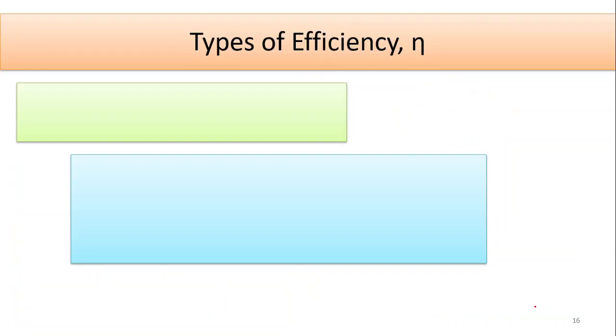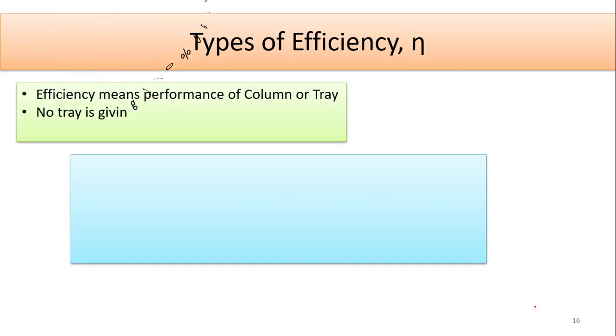Now come to the second one, that is the concept of efficiency. Efficiency in the distillation column means we are talking about the efficiency of the trays, that is, the efficiency within the distillation column. The meaning of efficiency is to find out how efficiently our column is performing. And we all know that it is not possible that every tray gives 100% performance, that is, 100% equilibrium.